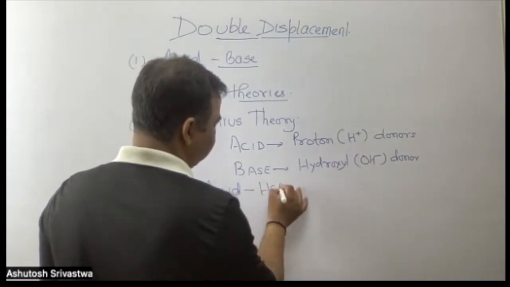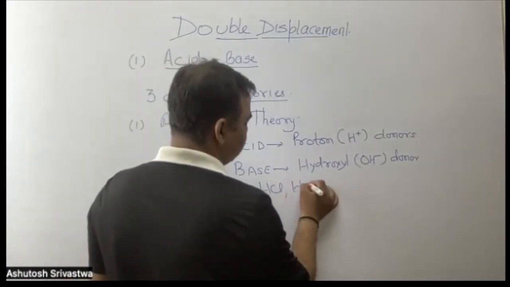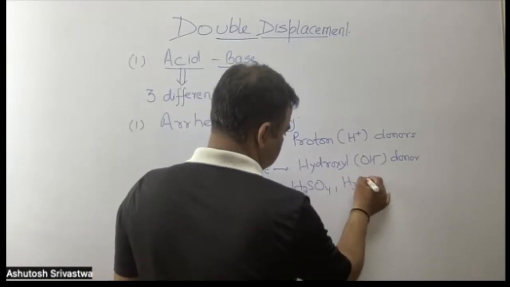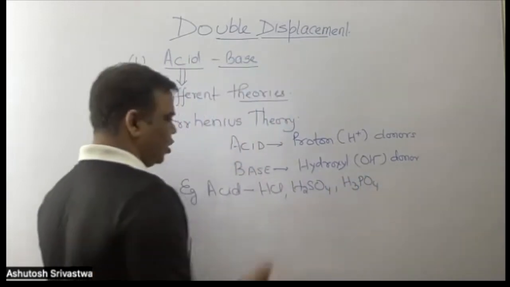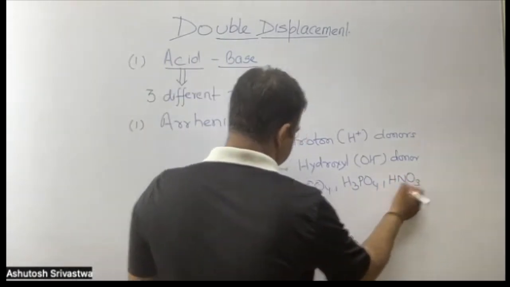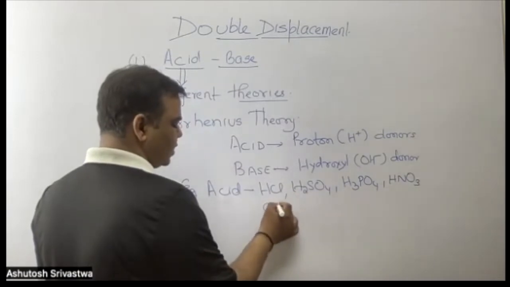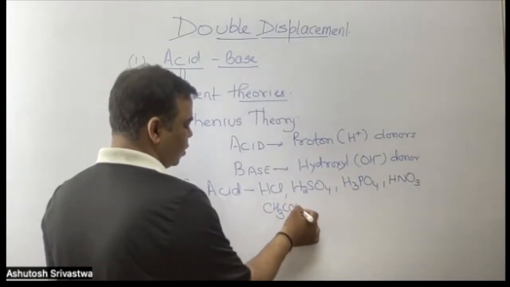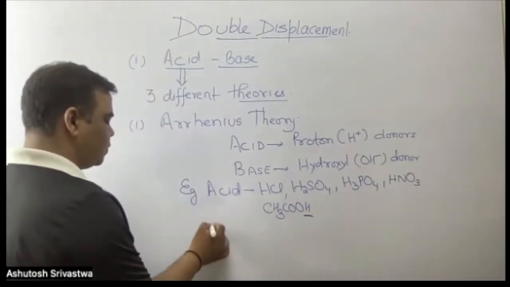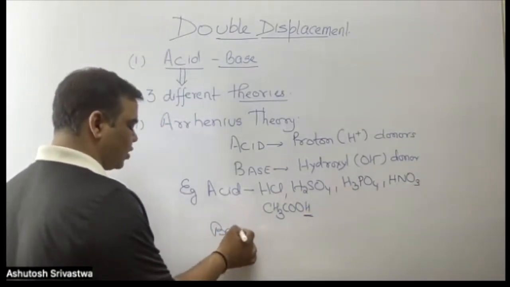Examples, we can say acid can be HCl, H2SO4, H3PO4, many acids. You must be knowing all this. HNO3, even acetic acid, weaker acids also. So they are basically H plus donors. That is why bases must be hydroxides.